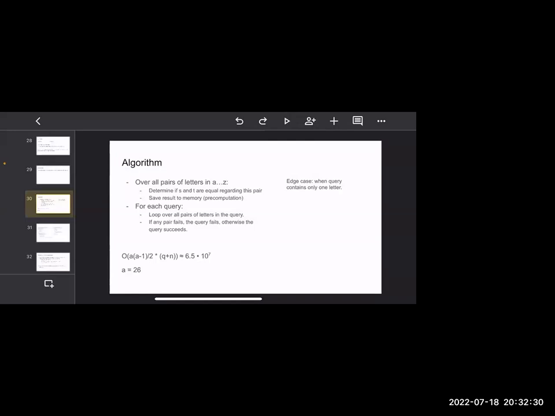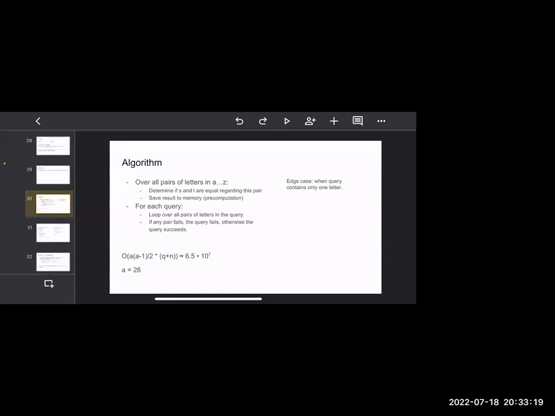And then for each query, what we want to do is loop over each pair of letters in the query first. If any pair in the 2D cache has a 0, then the query itself fails, right? Because if any pair fails, then the entire query with multiple restrictions on it fails. Now, if every pair succeeds, then the entire query will succeed. It basically loops over every query, and within each query, it loops over every pair of letters. So it's the same time complexity.